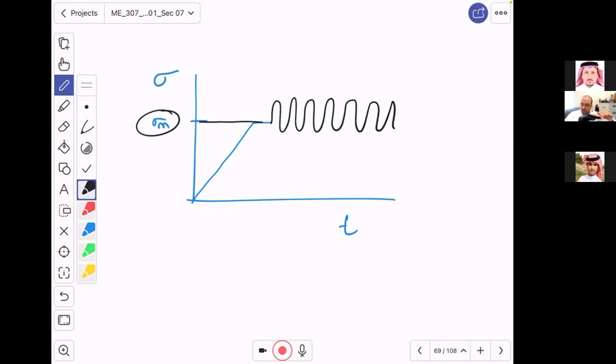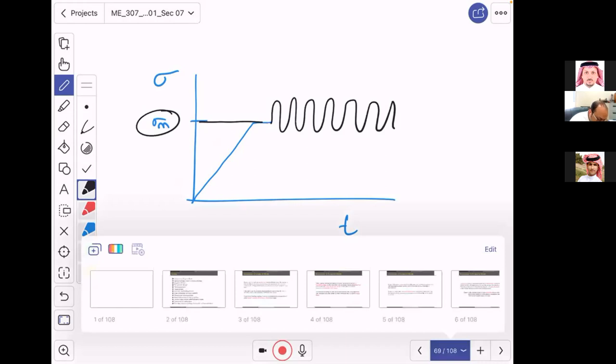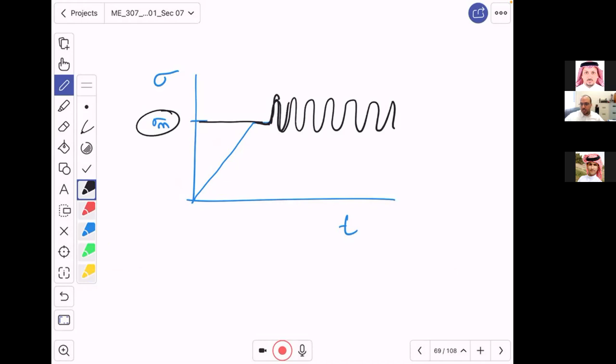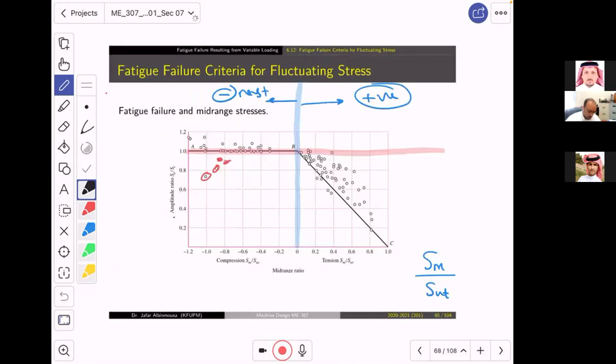Maybe you could reach the mean stress up to the ultimate, but if you come here you cannot do cycling, you just go up and the specimen breaks. You understand? So, let's go back. Now look how interesting this is. If you go in compression, which means that the mean stress is compressive, and you look at SM, the mean stress, divided by the compression ultimate.